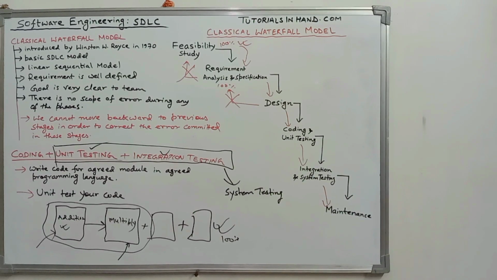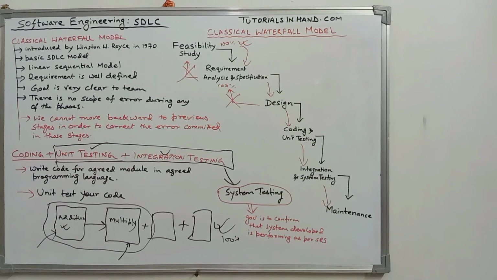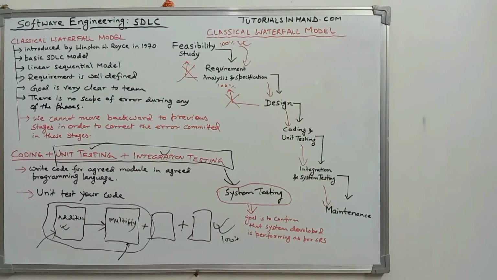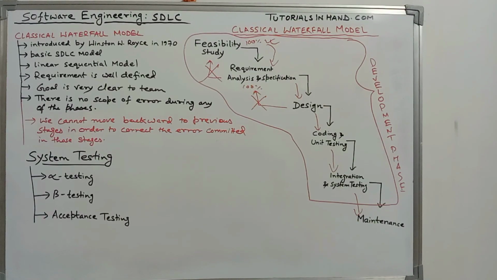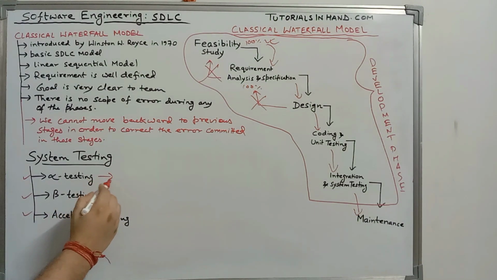The goal of system testing is to confirm that the system is behaving exactly as it is documented in the SRS document. So system testing confirms that the system developed is performing as per the SRS document, and thus we have got the exact product that we required. Now system testing is performed in three phases. One is alpha testing, another is beta testing, and then acceptance testing. How is it performed? Alpha testing is performed by the development team themselves.